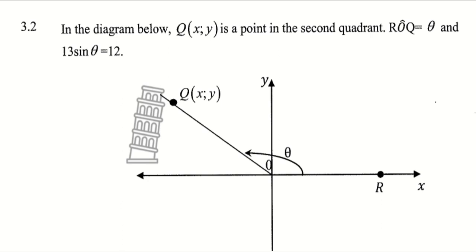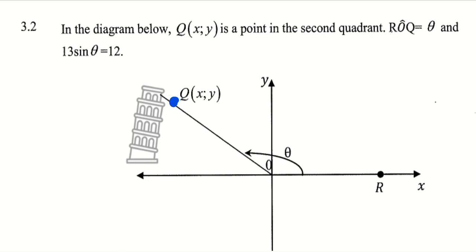Okay, so our statement here, let's read it out so that we can understand what the diagram consists of. The statement says, in the diagram below, Q is a point, and the coordinates of Q are x and y. Q is a point in the second quadrant. We have 4 quadrants on the Cartesian plane: quadrant 1, quadrant 2, quadrant 3, and quadrant 4. So they say this point is in quadrant 2. As you can see, here is our Q there.